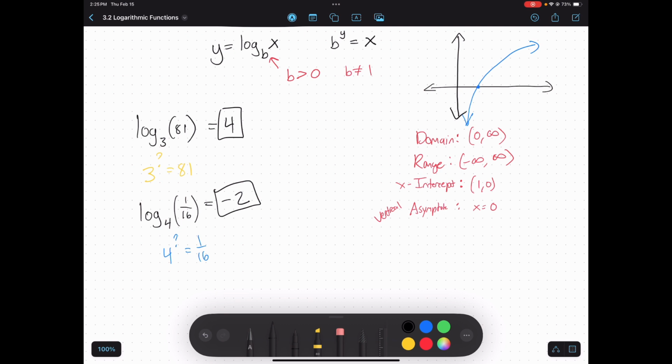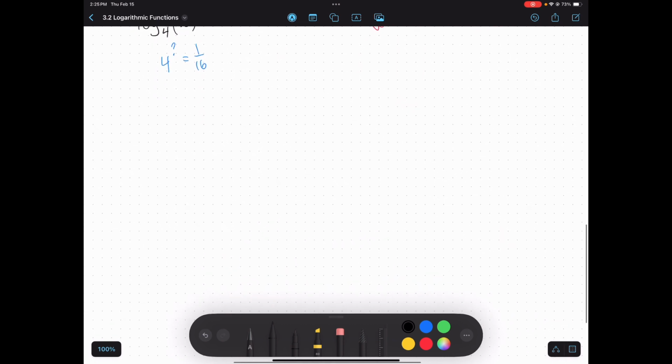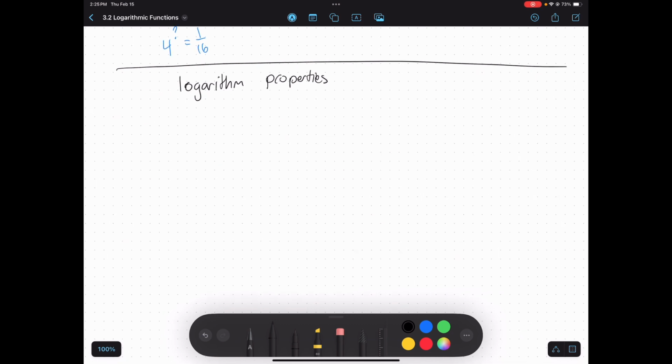Okay. Next, let's talk about some properties of logarithms. Logarithms actually have some really important properties that make them really easy to work with. These properties are based off of the exponential properties, which makes sense because logarithms are just the inverses of exponents. So here are my logarithm properties.